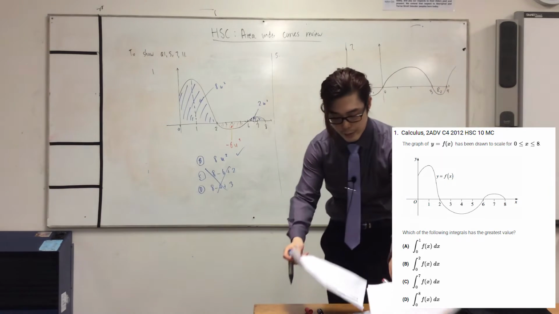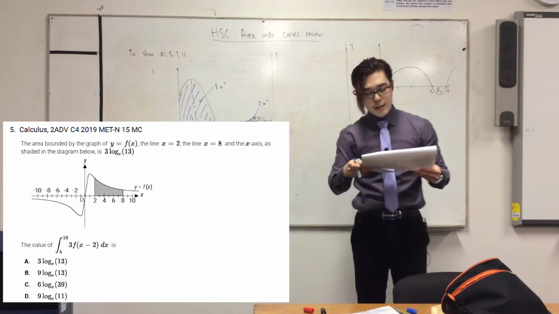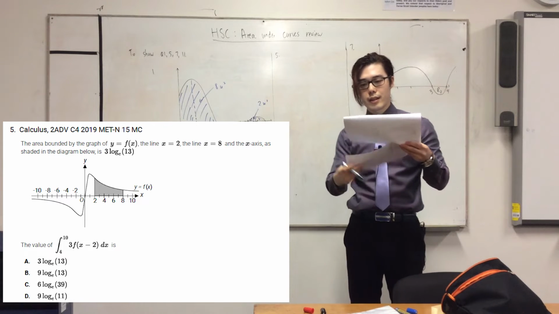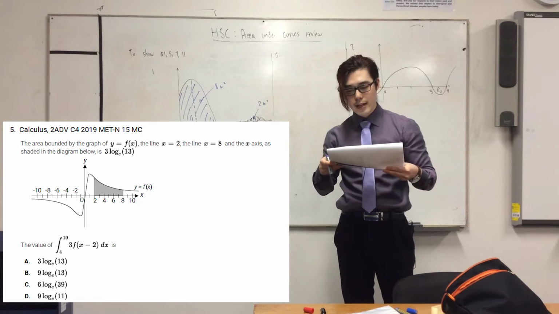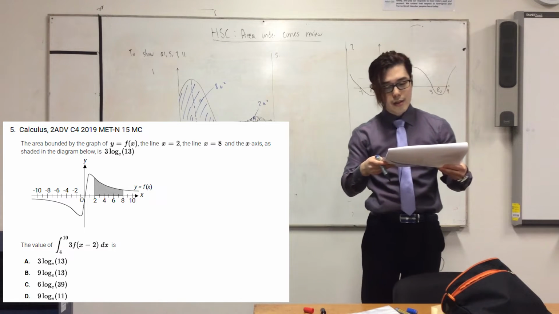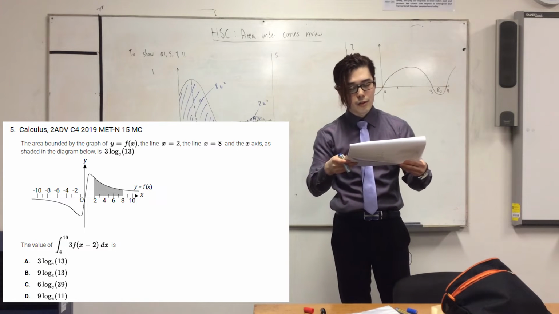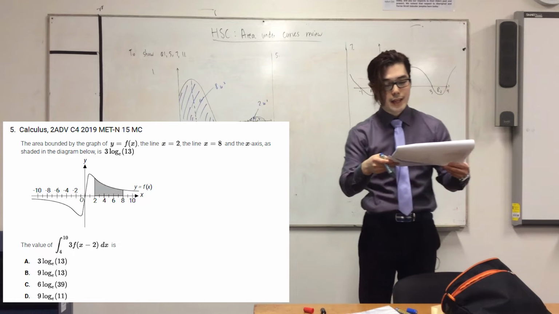Let's have a look at question 5. Question 5 got me. Let's read the question. The area bounded by the graph f of x and the line x equals 2 and x equals 8, shaded in the diagram below, is 3 log e 13. What's the value of the integral from 4 to 10 of 3f of x minus 2?